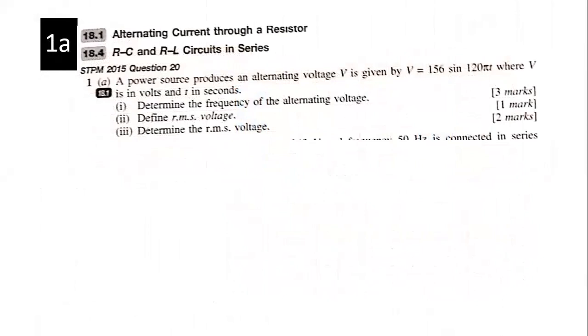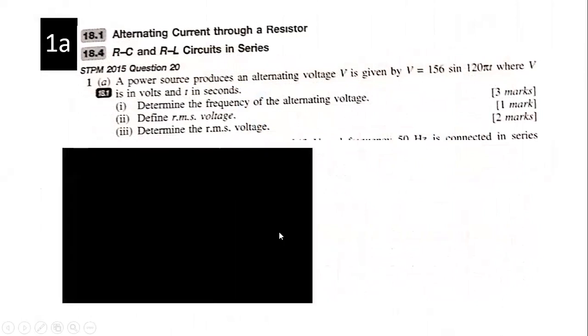A power source produces an alternating voltage given by the equation, where V is in volts and t is in time. Determine the frequency. It's straightforward. Compare with the general equation. 2 pi F is just your 120 pi. Calculate your F.